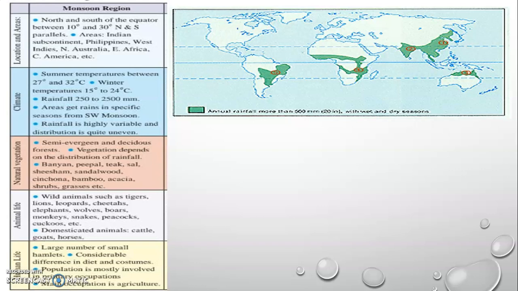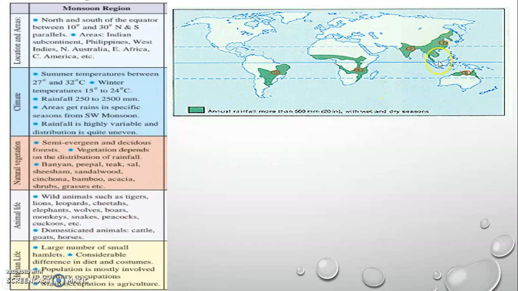As you can see, the dark green areas are the areas of the monsoon region where the annual rainfall is more than 600 millimeters. Now you can see where these areas are. The areas are found in the Indian subcontinent, which you can see over here.